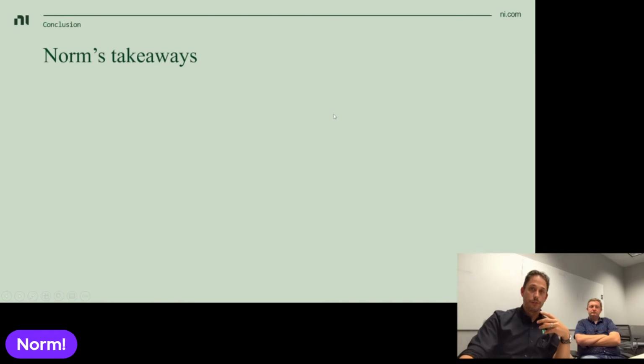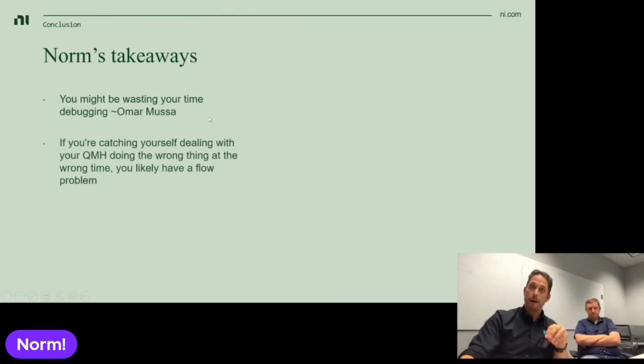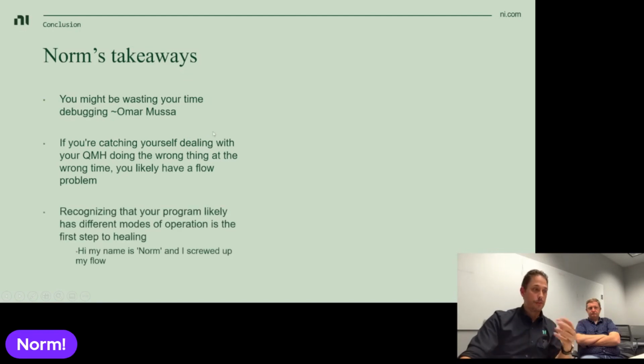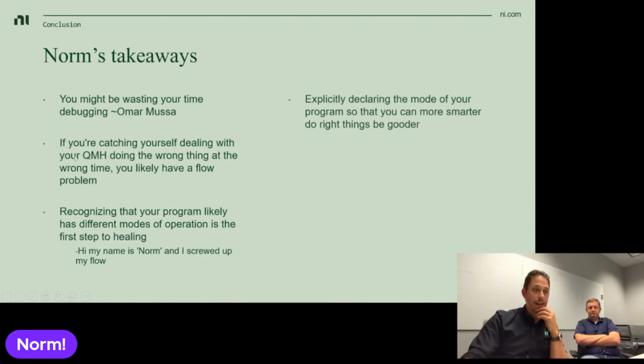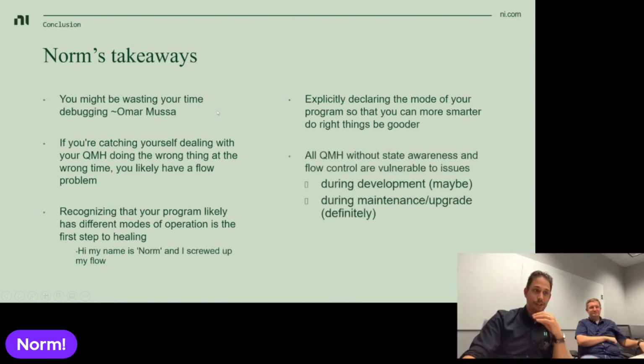But in general, here are the big takeaways. If you're doing certain things that you debug based on flow, you're probably wasting your time. It's these common problems, like I said, the happy dance and some of those sniff tests along the way. Another big one is recognizing that your program likely has different modes of operation, which is the first step towards healing. And explicitly declaring the mode of your program makes your program smarter, better, right, along the way.